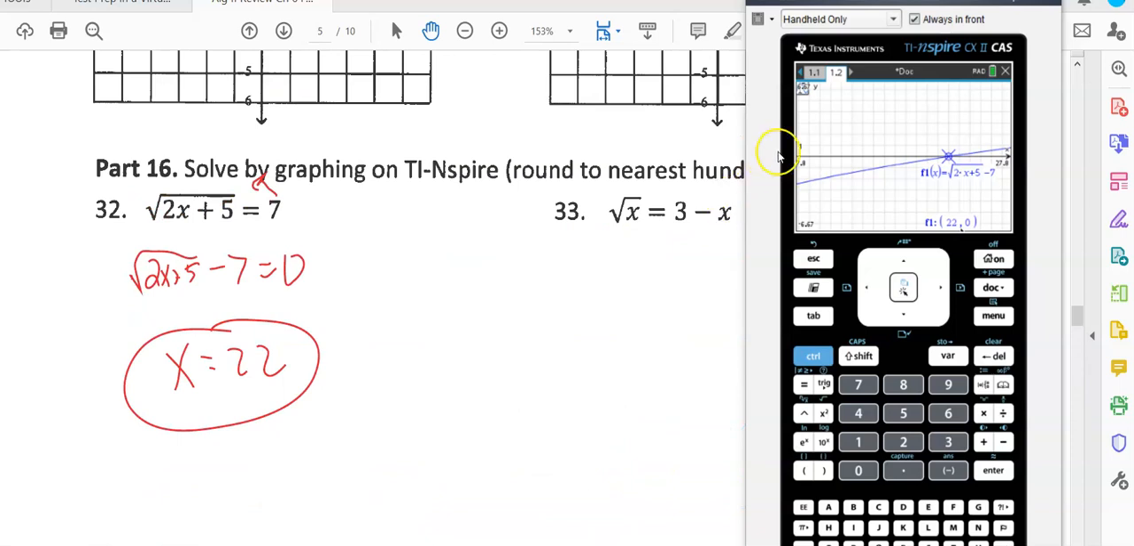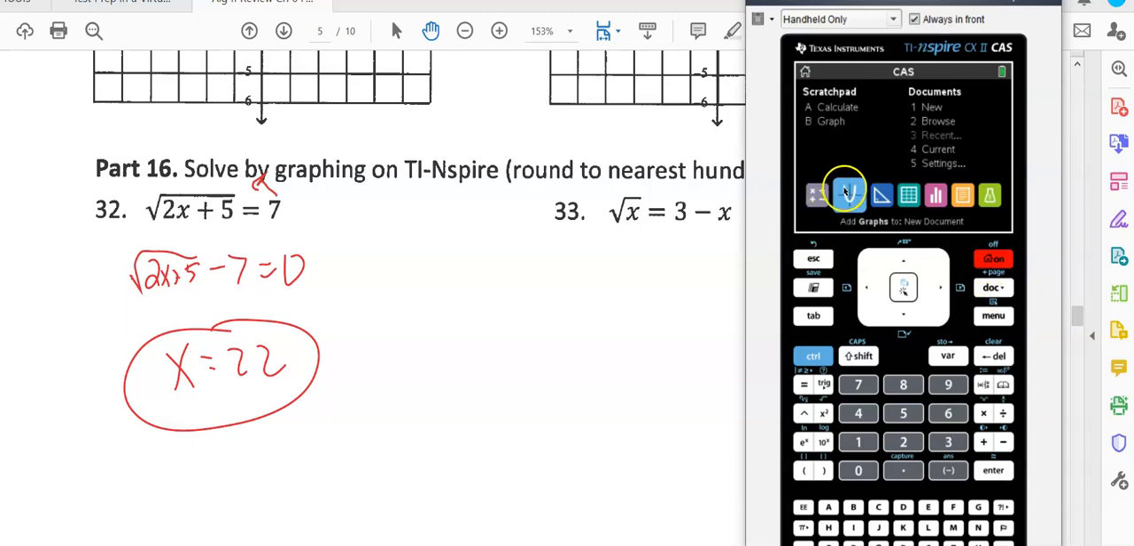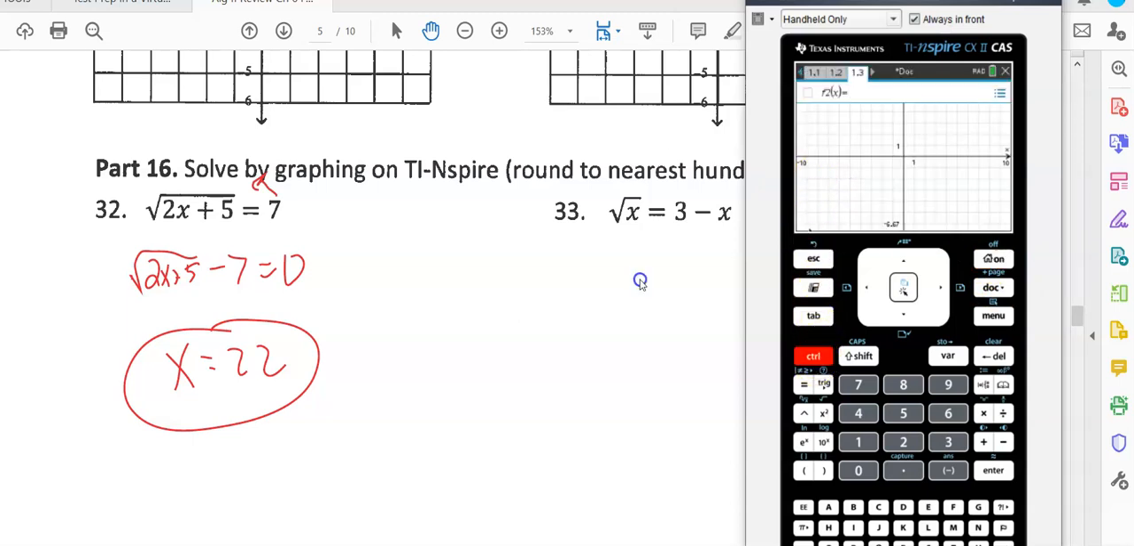And the next one, I'm just going to show you the other way. You could subtract square root of x here and graph it and trace. I'm going to just graph both sides. So I'm going to use the other method on this one. So left-hand side is square root of x. Hit tab to get up to the entry line again. And the right-hand side is 3 minus x. And you're trying to find out where those two things cross.